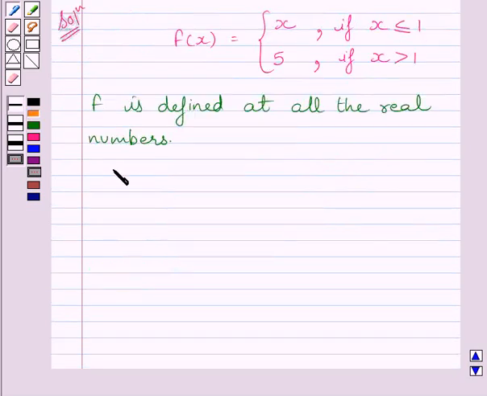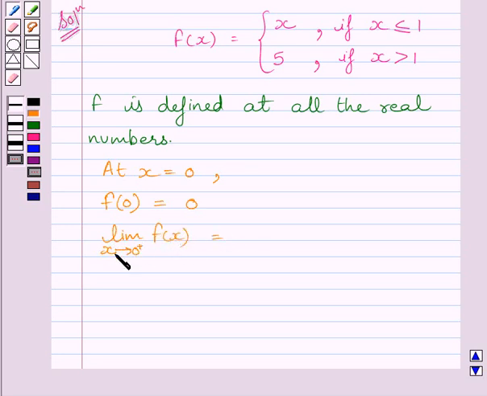Let us now check the continuity of the function at x = 0. We know f(x) = x if x is less than or equal to 1. So at x = 0, f(x) = x. First of all we will find the value of the function at x = 0. So we get f(0) = 0. Now we will find the limit of the function at x = 0. First of all let us find out the right hand side limit at x = 0.